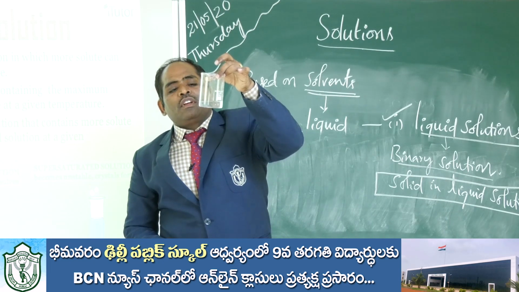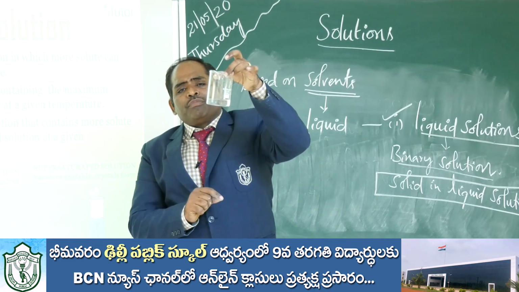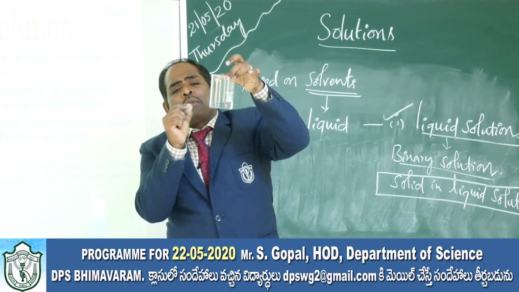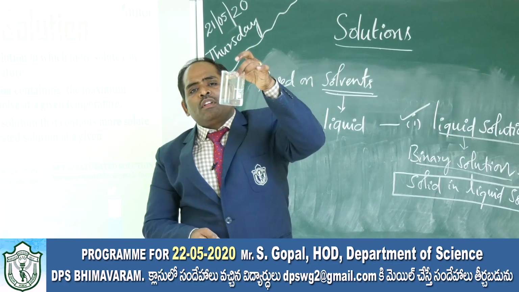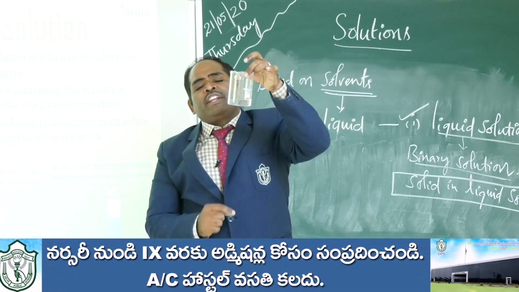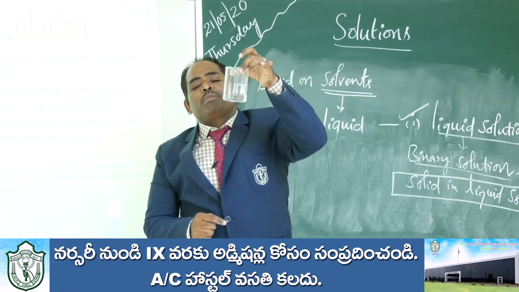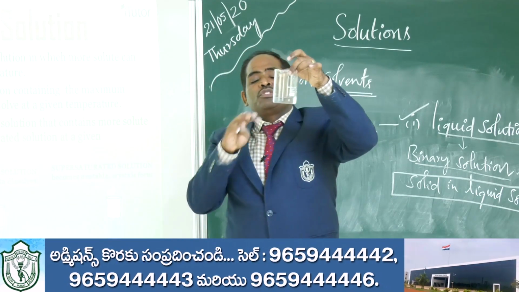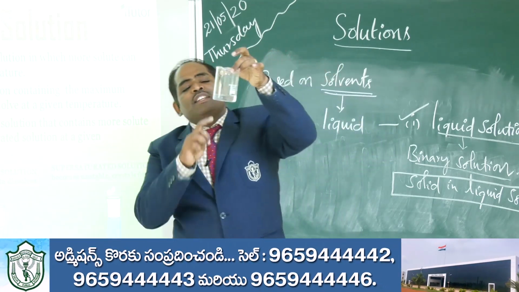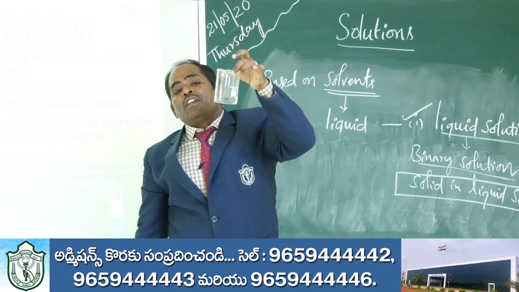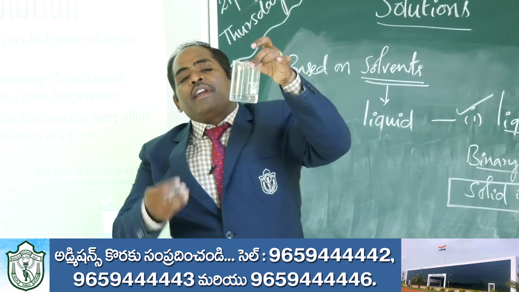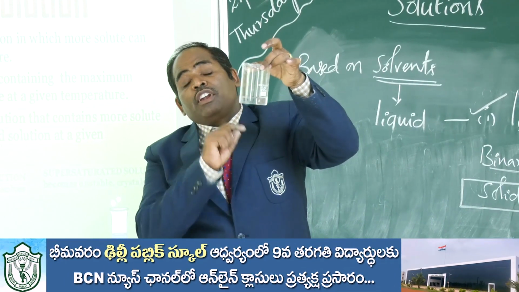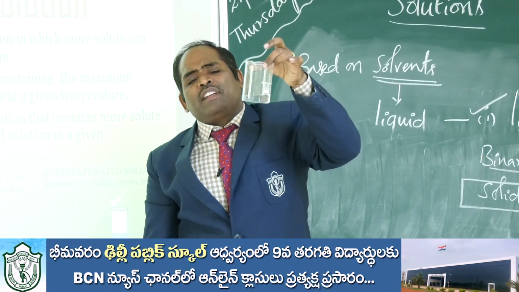Binary solution. Now, children, how long can you make a homogeneous mixture? If you add a small amount, it can dissolve, no doubt. If you add more, again it can dissolve. And after some time, what happened? There is no solubility. It will not dissolve in the water. Why? Why will the salt not dissolve if you go on adding? What is the reason behind this?